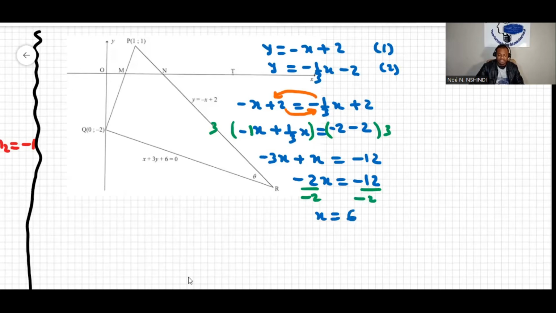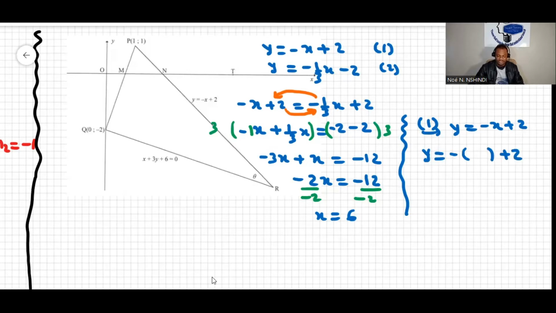Now that we have x, we can substitute in either equation 1 or equation 2 in order to find the corresponding y value. I prefer to take equation 1, which is given by y equals negative x plus 2. Then I substitute the value of x here.